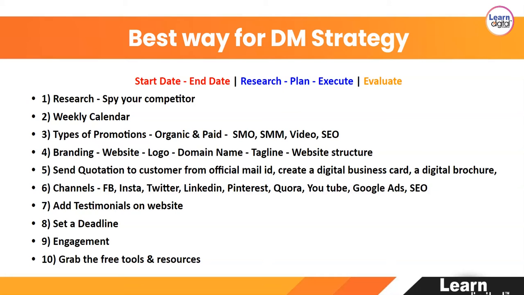The second one is research. Research starts from your competitor analysis, and also do proper research on what is trending in your business based on the latest trends. Plan it. After doing the research, you'll have certain data with you where you can plan your marketing campaigns, like going organic or paid.